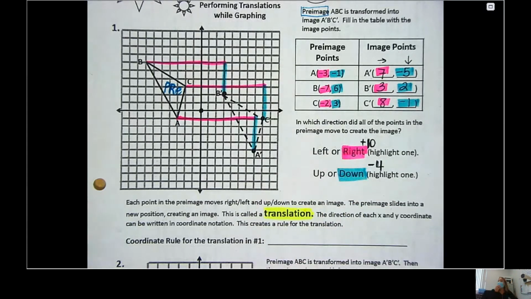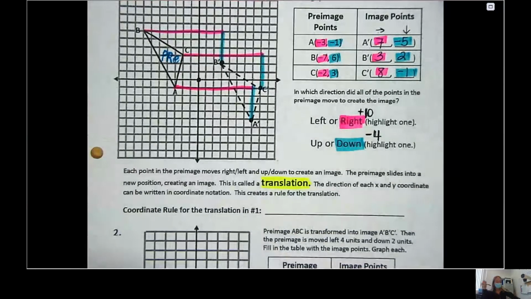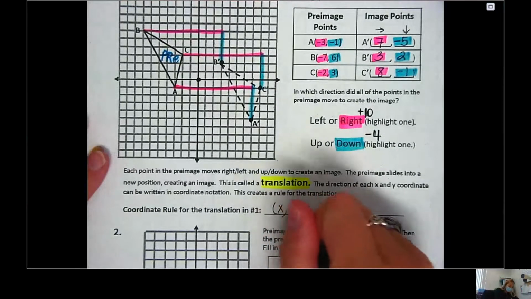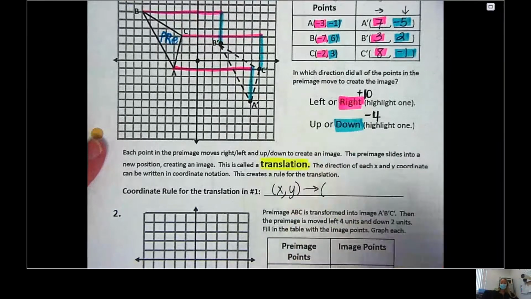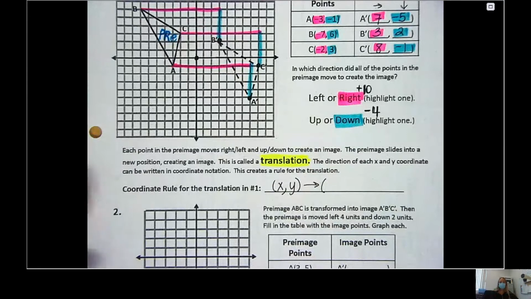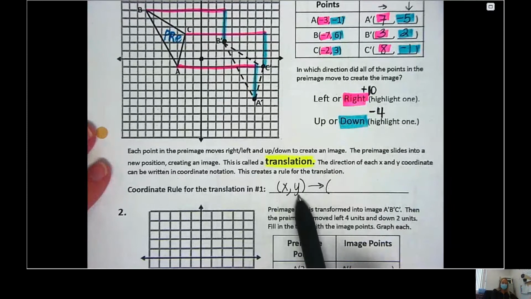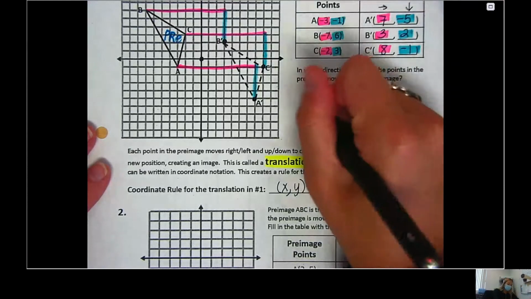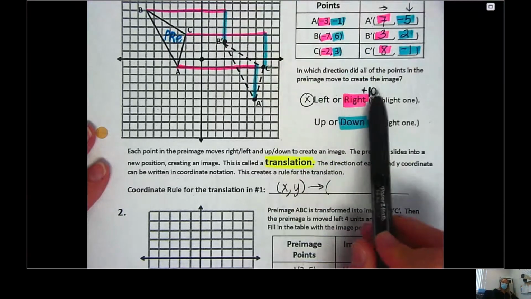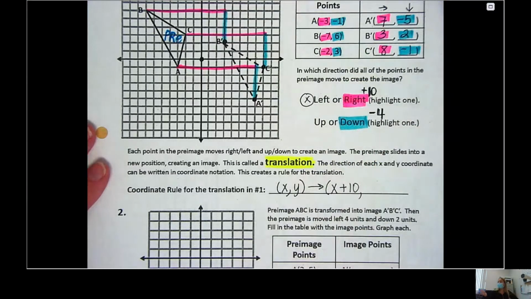Now, I'm going to write a rule for my translation. And my rule for my translation looks like this. It's very similar to the ones we did for reflections. I start at x comma y, and then I go towards wherever it is that I move for my x's and my y's. So if I'm going to the right 10, is my x moving or is my y moving? To the right. The x. This one's your x. So if I'm going to the right 10, I'm going to put x plus 10. That means to the right 10.